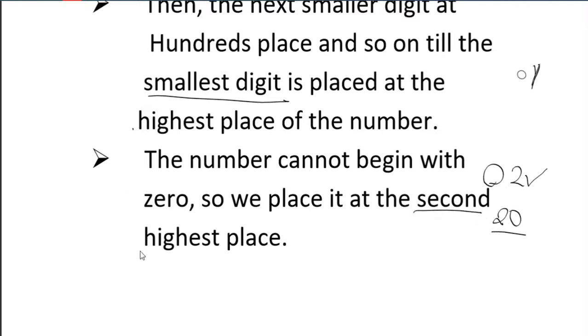Where do you have to place it? The second highest place. Just recall this, remember this. So what is that? Read it again: the number cannot begin with 0. The number cannot start with 0. So you have to place 0 at the second place.